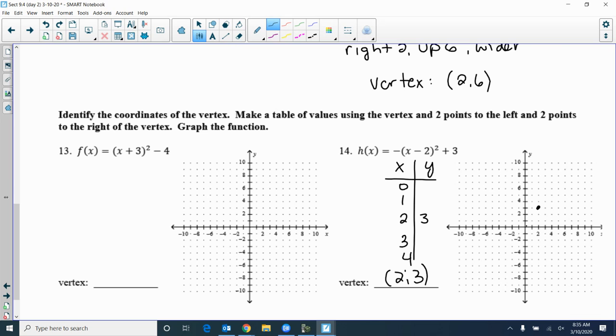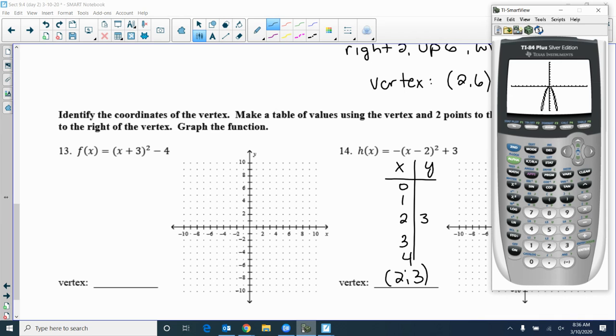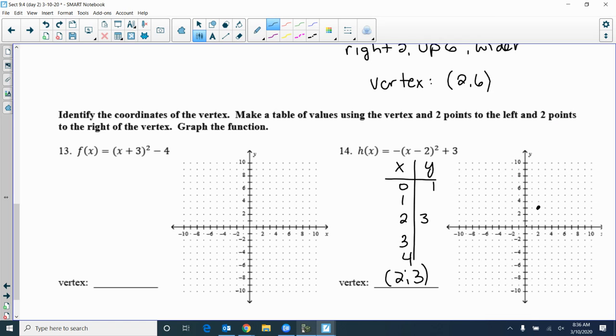Plug in 0. 0 minus 2 is negative 2. Negative 2 squared, though, is what? Positive 4. Don't forget you have a negative in front. If you just type it in your calculator, you have to put a negative in front, parentheses, 0 minus 2 squared, plus 3, and what do I end up with? Negative 1.